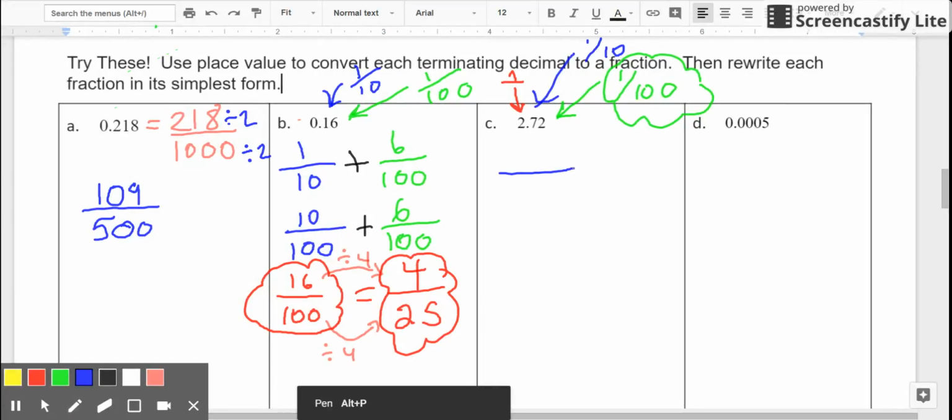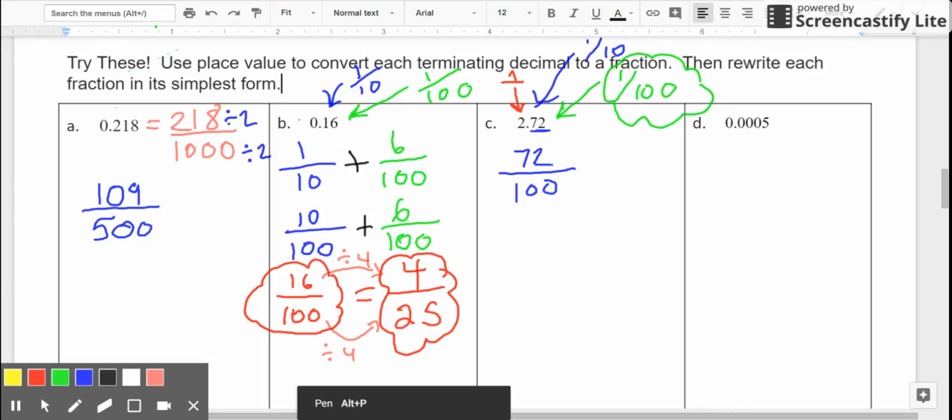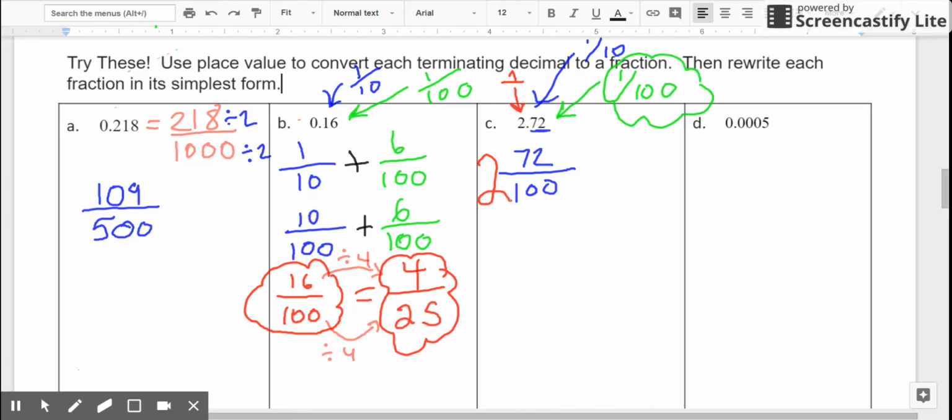So I know I'm looking over 100. And as a whole number, I'd be considering 72. I've also got this 2 in the ones column. So my mixed number before I simplify is 2 and 72 hundredths. Now 72 is even, so obviously 72 hundredths can be simplified. So let's start by dividing by 2.